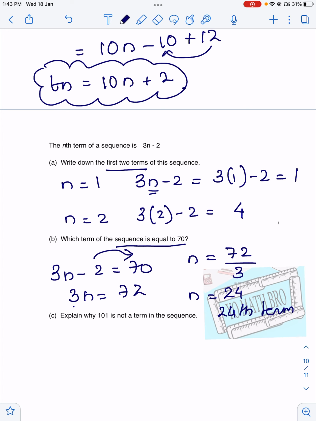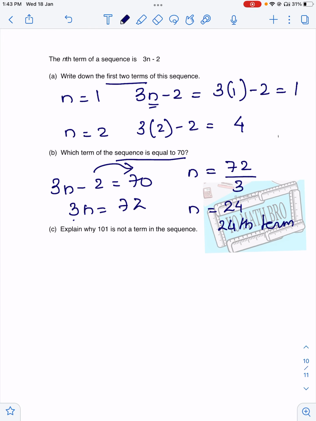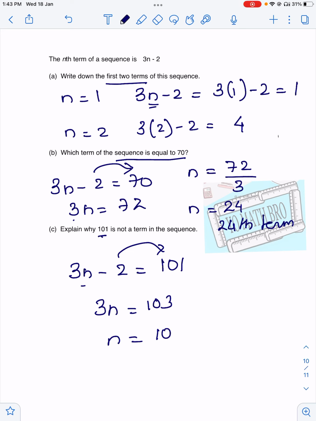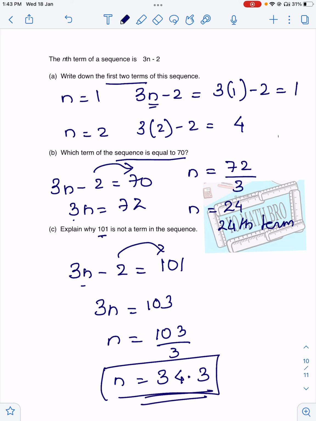Explain why 101 is not a term of the sequence. Okay, great. 3n minus 2 is equal to 101, because here they have not told the 101st term. They have said 101 is not a term. So I do like this. 3n is equal to 101 plus 2, 103. n is equal to 103 upon 3. 3 threes are 9, 3 fours are 12, 34.3. As it is not a whole number, it is not a part of the sequence.